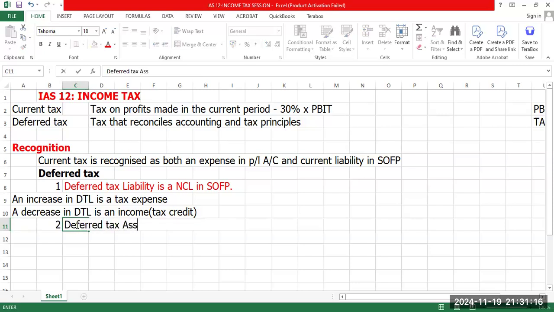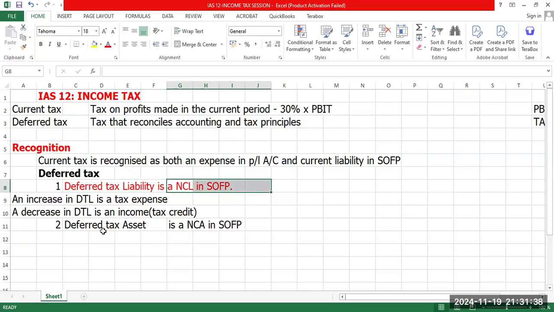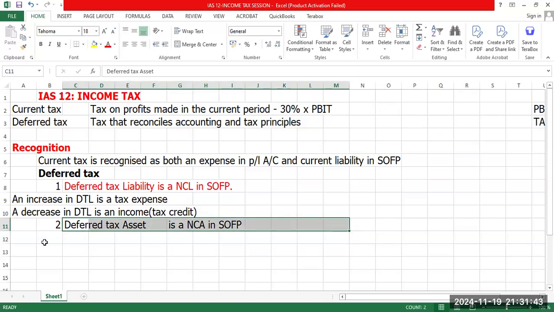Then number two, we have deferred tax asset. The deferred tax asset is a non-current asset in a statement of financial position. Deferred tax liability is a non-current liability. Then deferred tax asset is a non-current asset.